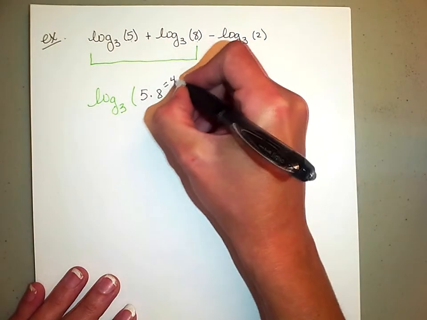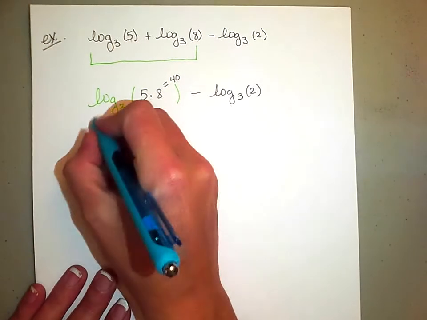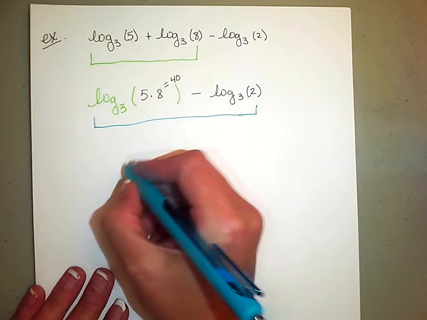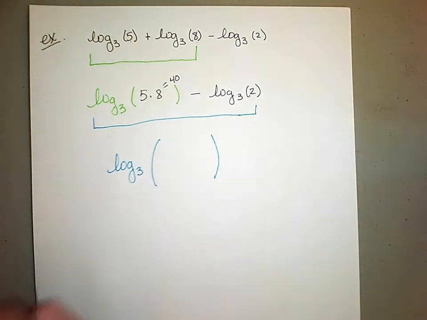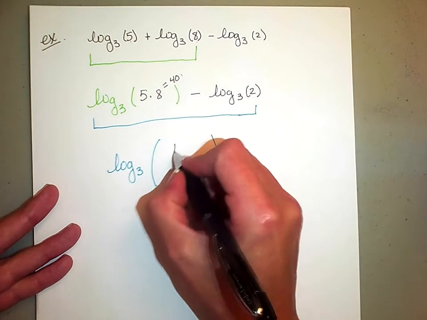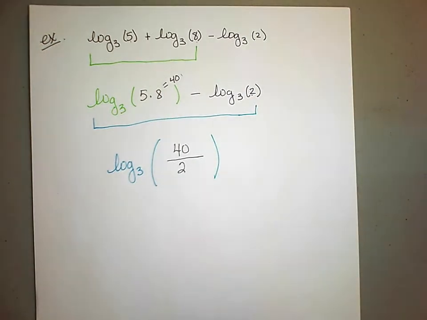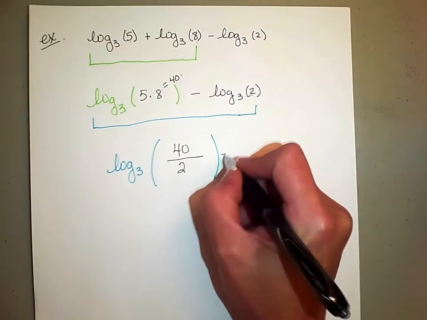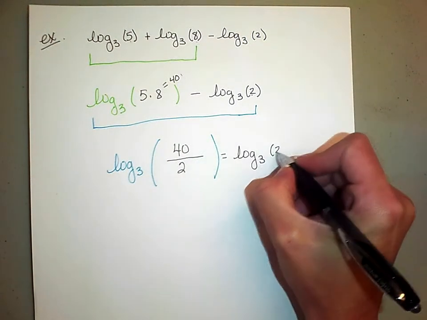Now this is equal to 40, okay? And I have a subtraction. So what I can do, when I'm subtracting logs of the same base, again I can combine them to be a single log. 40 will become the numerator, okay? And then 2 will become the denominator via the subtraction. Which we can simplify now to be the log base 3, and 2 goes into 40 20 times.